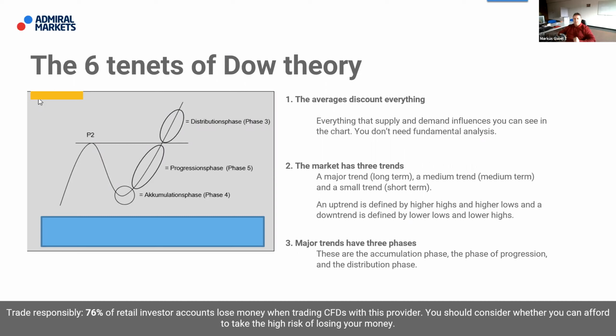Tenet number two: the market, and every kind of market, every kind of underlying, every kind of share, future, whatever you're looking at, has three trends. We have the major trend, that's long term. Then we have the medium trend, that's medium term, and we have a small trend, this is short-term trading. An uptrend, of course, is defined by higher highs and higher lows, and a downtrend is defined by lower lows and lower highs. So this is basic knowledge.